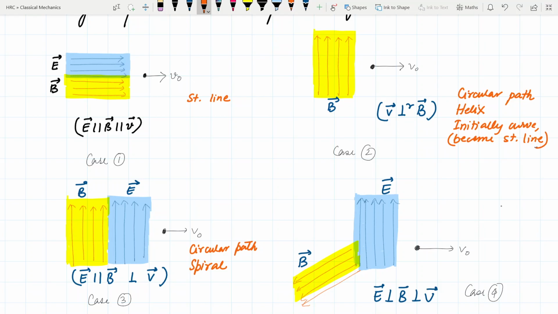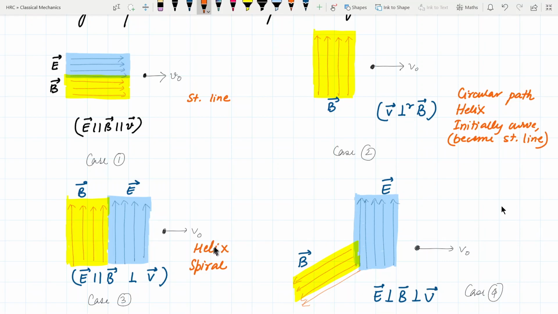Sir, yes sir. Sir, the third one, the second one. I confused second and third. I thought it was going first, second, third, fourth. So second will be circular, and the third will be a helical shape, because there'll be some. Yes, helix.